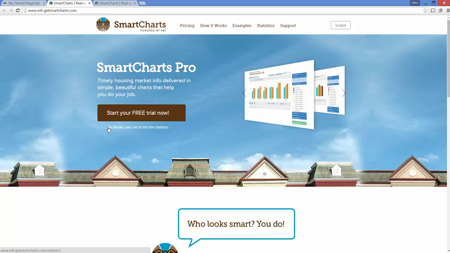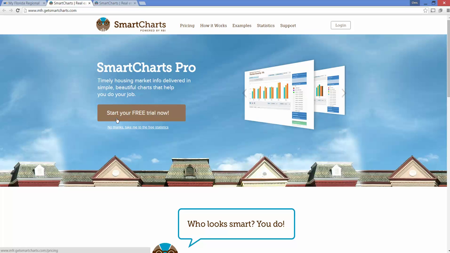But keep in mind, my Florida Regional MLS covers a very large area from Volusia County all the way down to Charlotte County. So looking at statistics for the entire MLS might not answer that question, well, what's the market doing in this area? However, through the Pro version of Smart Charts, you can actually drill down by county and then by zip code, and that allows you to get much more accurate stats for your area. So you can click right here to start a free trial.